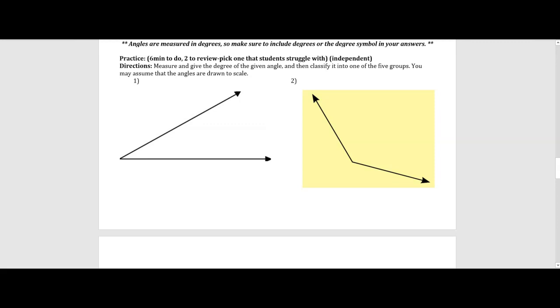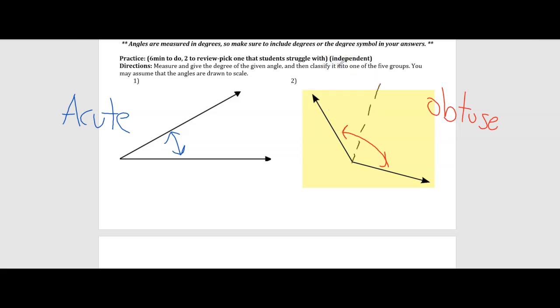Okay, so the first angle would be known as an acute angle because this measurement is less than 90. For number 2, we have an obtuse angle because this measurement is greater than 90 but less than 180. And you can kind of make a judgment call here, right? You know that the right angle would be something like this, right? So this angle is clearly larger than a right angle, but it's also not quite a line, right? So it's got to be obtuse.